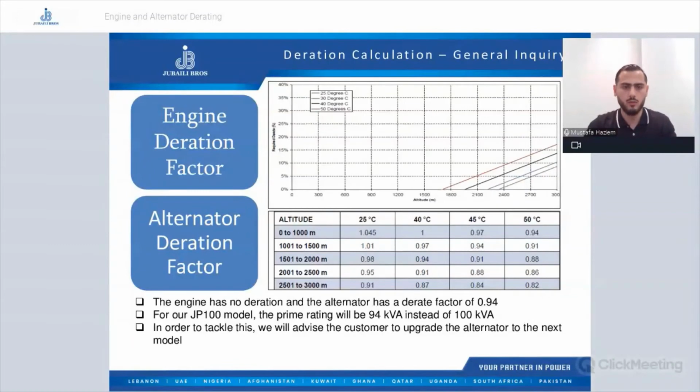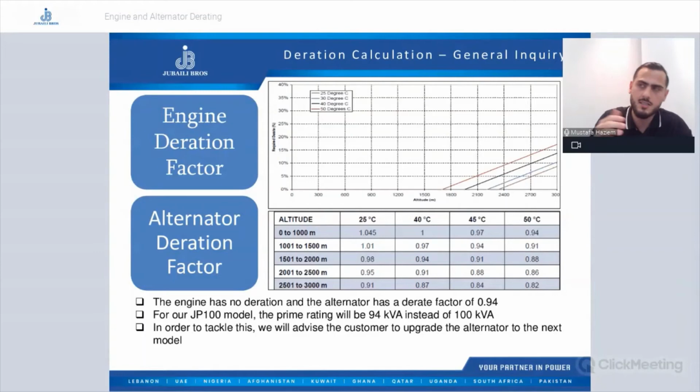So what do we do here? We'll go to the client. We'll tell him that, okay, our 100 kVA model, engine-wise, you will not have any problem, but the alternator at 50 degrees, you will expect a 6% drop in its efficiency. And you will only have a power output from the generator as a whole at 94 kVA. So what can we do in this case?